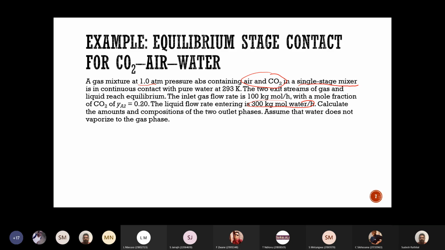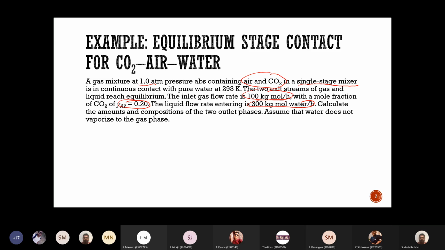Okay, you're given the inlet gas flow rate 100. What does that mean? Inlet gas flow rate. It is the flow rate of the combined gas. In other words, it contains the CO2 and the air. You're also given the mole fraction of CO2 coming in with the feed.